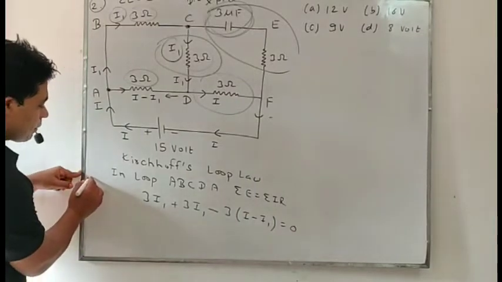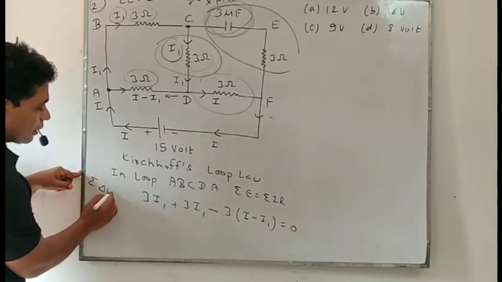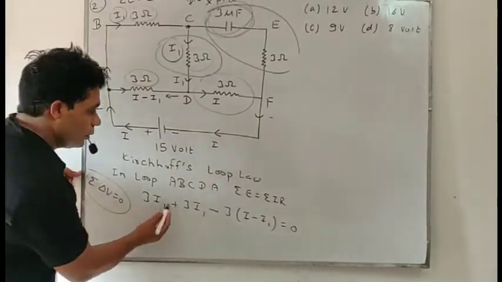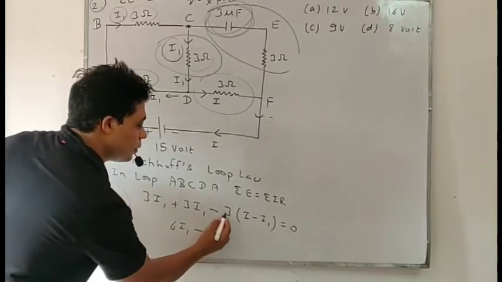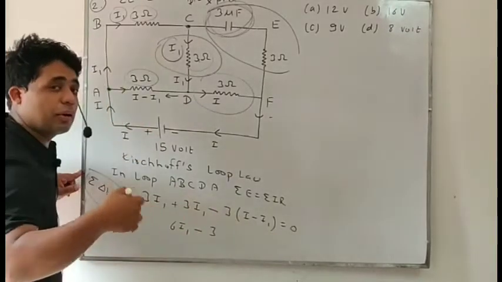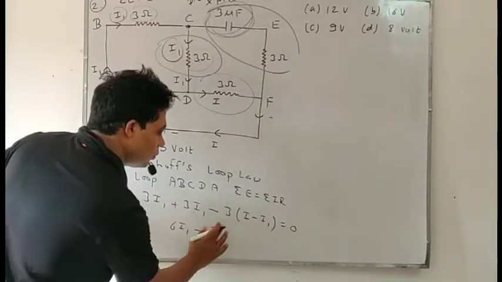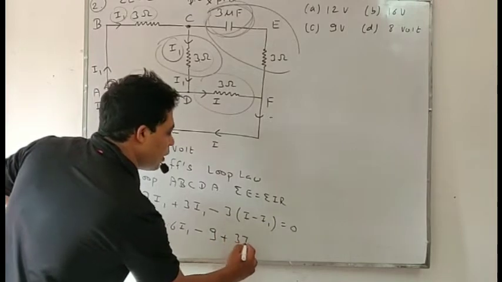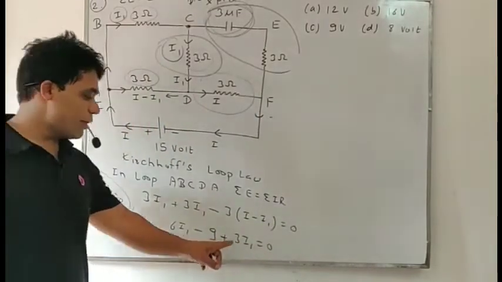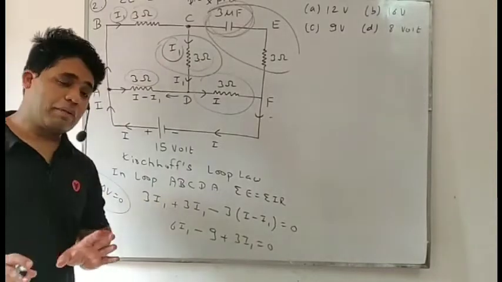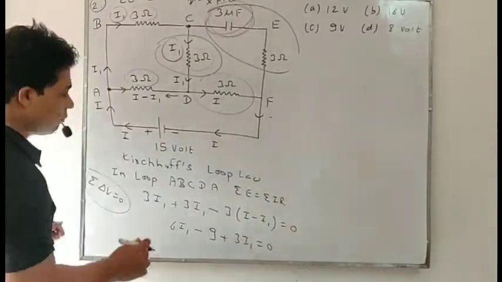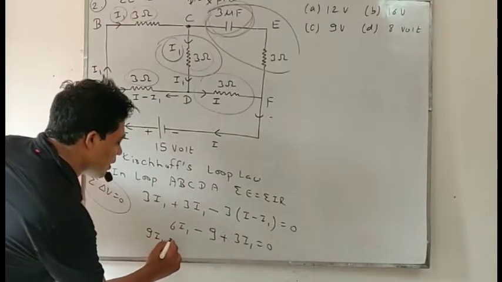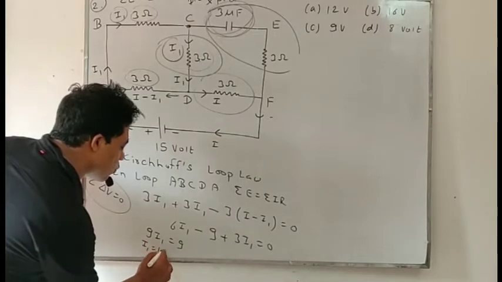Okay, now students, we know sigma delta V is 0. That is the mathematical form of Kirchhoff's second law. 3 and 3, 6 I1 minus 3 times I, capital I, total current we got as 3 ampere. So 3 3s are 9, and minus minus plus 3 I1 equals to 0. 6 I1 and 3 I1 become 9 I1. Minus 9, when we transfer we'll get plus 9. We'll get 9 I1 equals 9. So I1 we will get as 1 ampere.